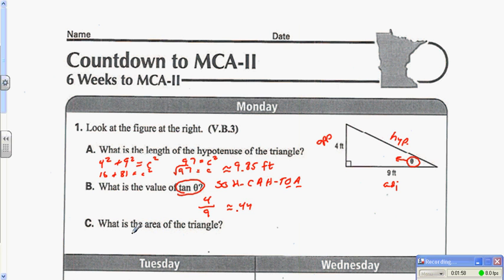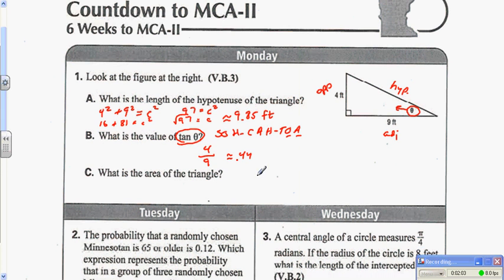What is the area of the triangle? Well, the formula for the area of the triangle is 1/2 base times height. So 1/2 times base, which is given to you as 9, times height, which is given to you as 4, and that gives you 18. Units would be feet. We're finding area, we multiplied, so we have square. So 18 square feet.